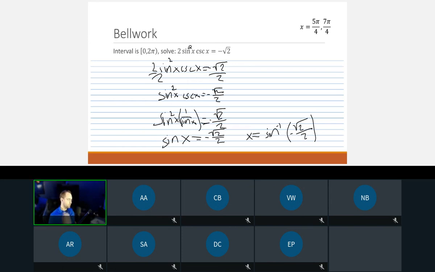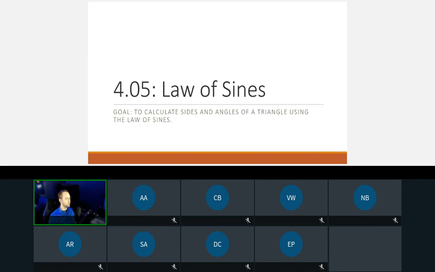All right. So, in my opinion, this is a very simple trig equation that all of you should have been able to solve without issue. All right, let's get started. This is day 1 of 4.05, Law of Sines. And lucky for everyone here that this is a very simple concept, simple lesson, very fast lesson compared to what we've had the last 3 or 4 days. So, yes, this is going to be worlds easier than what we've been experiencing lately.